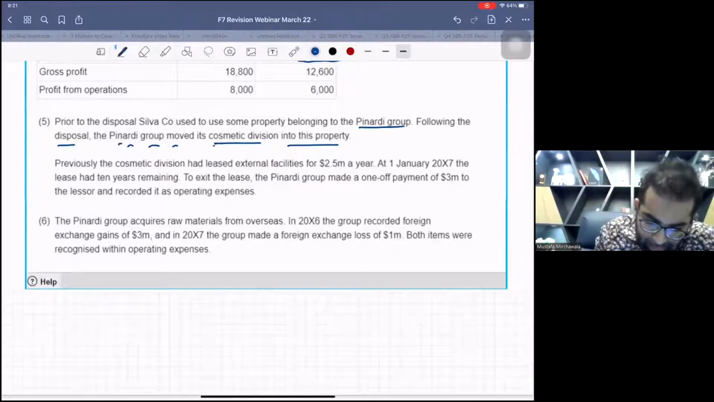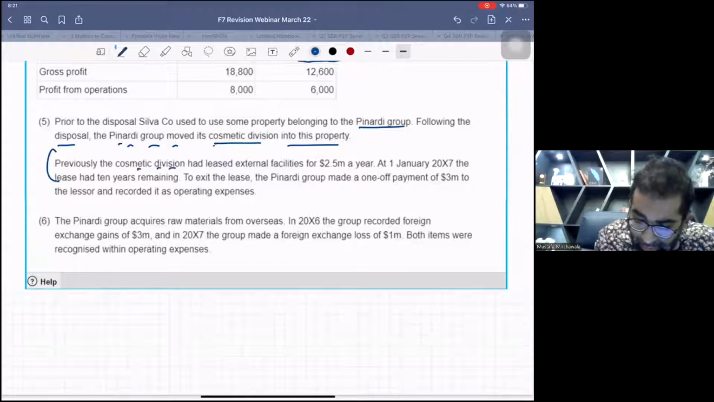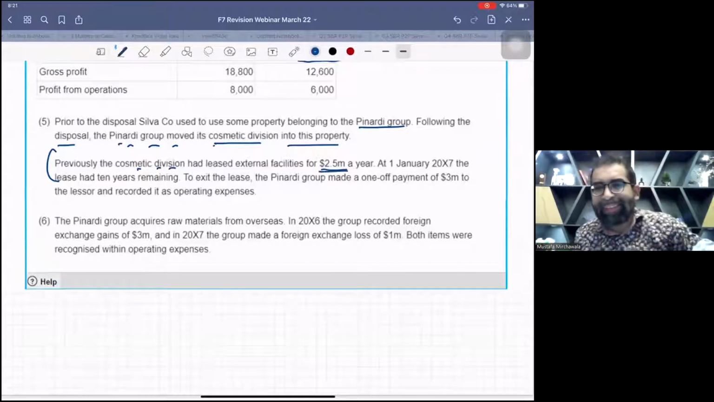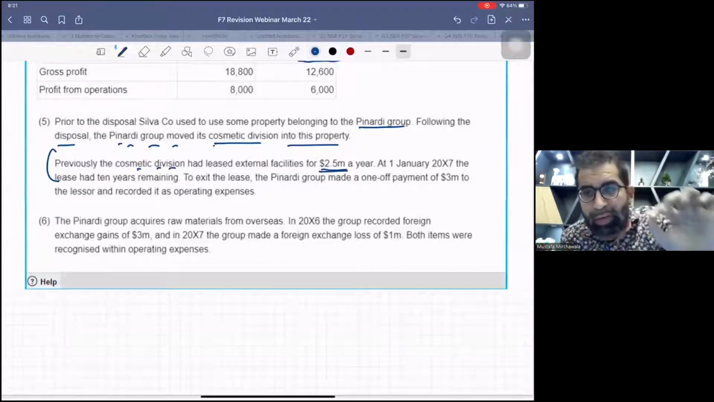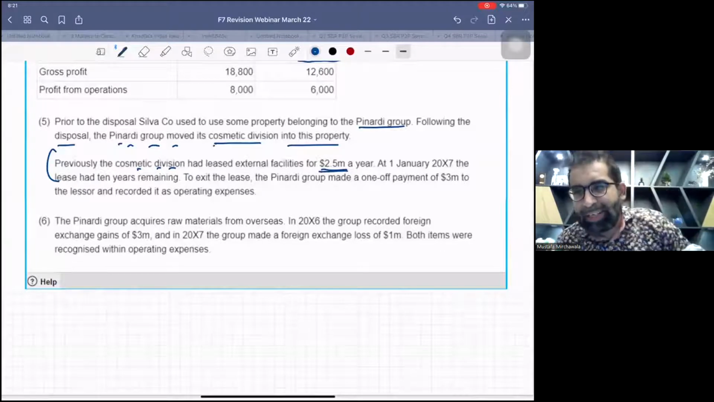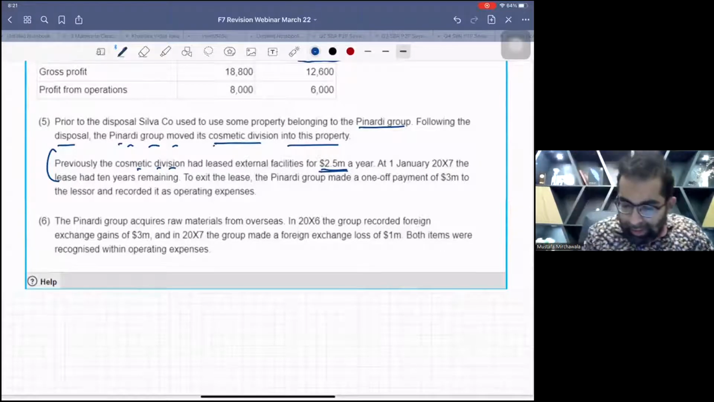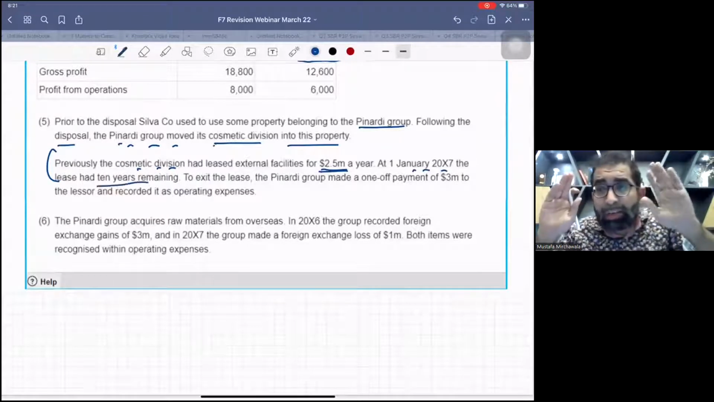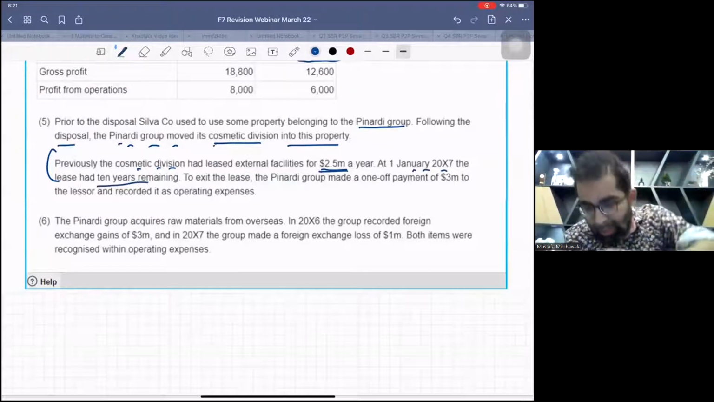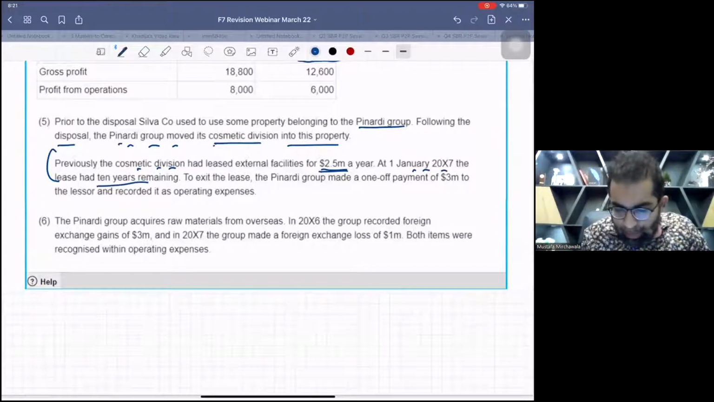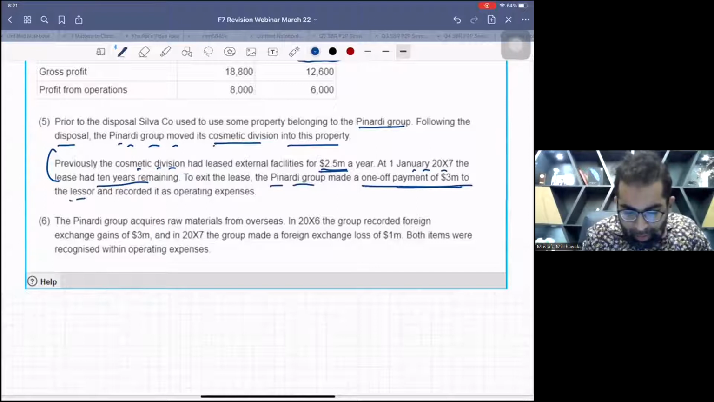See the data. Previously, the cosmetic division had leased external facilities for 2.5 million. Just think, we were paying 2.5 million for that cosmetic division. This is a positive point. At 1st January X7, the lease had 10 years remaining. To exit the lease, Pinardi Group made a one-off payment of 3 million to the lessor and recorded it as an operating expense.